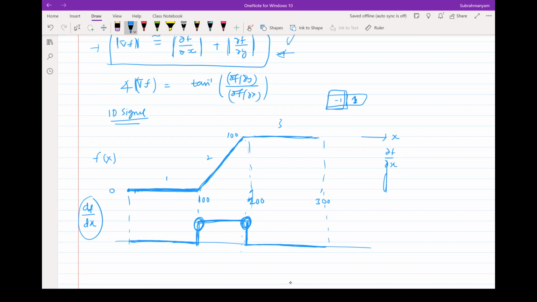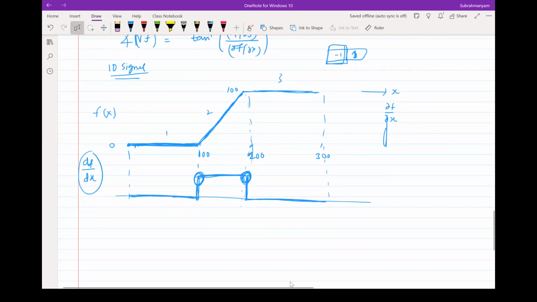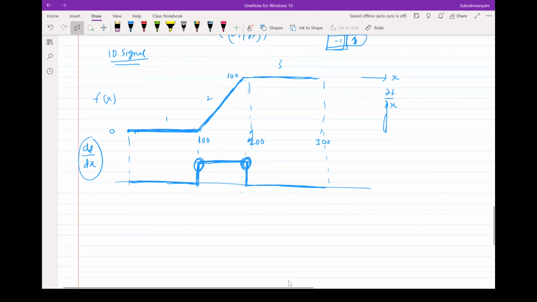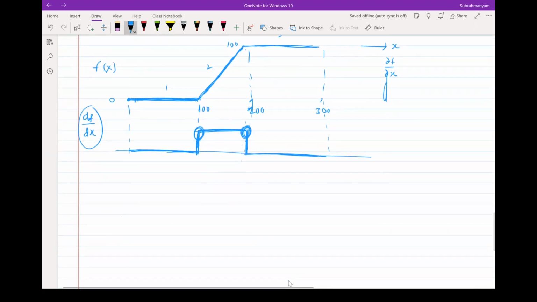Now, suppose instead of having the above profile, we will discuss it in more detail a little later, but it is enough that the first derivative has a maximum or minimum. This you already know from your calculus and other mathematical concepts. Now, suppose there is some noise that got added to this image.